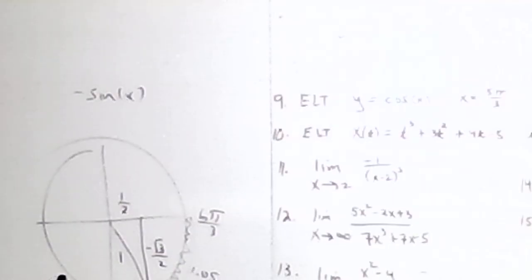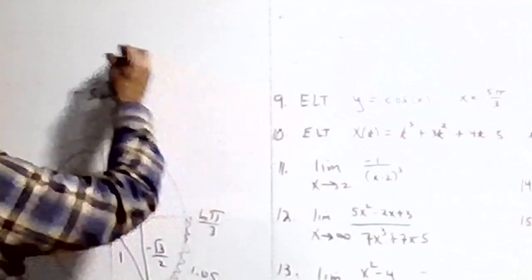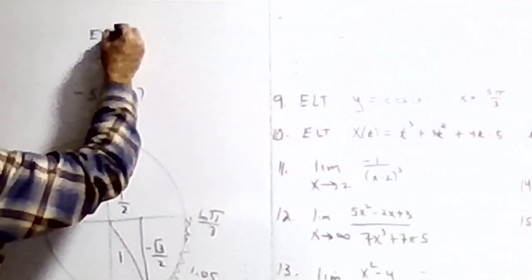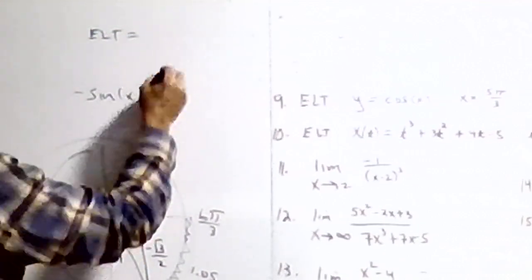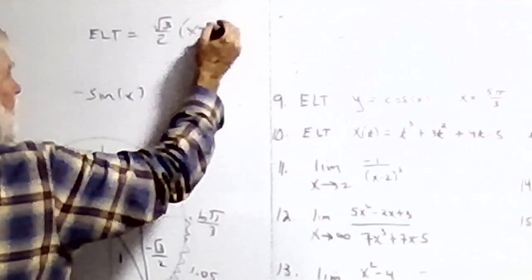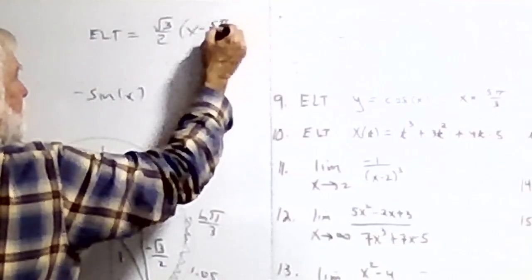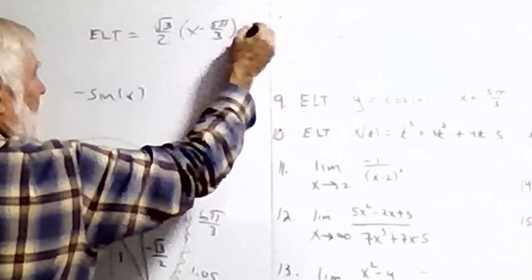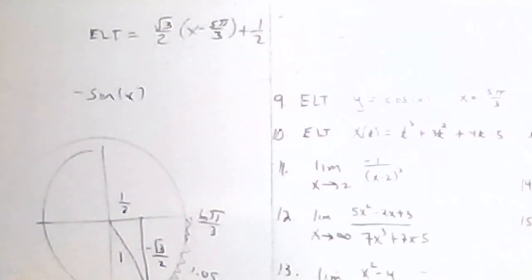So, what is the sine? Negative root 3 over 2. Therefore, the equation of the line tangent, the ELT, starts with the slope of positive root 3 over 2, times x minus 5 pi over 3, plus a half, because that's what the cosine value is.